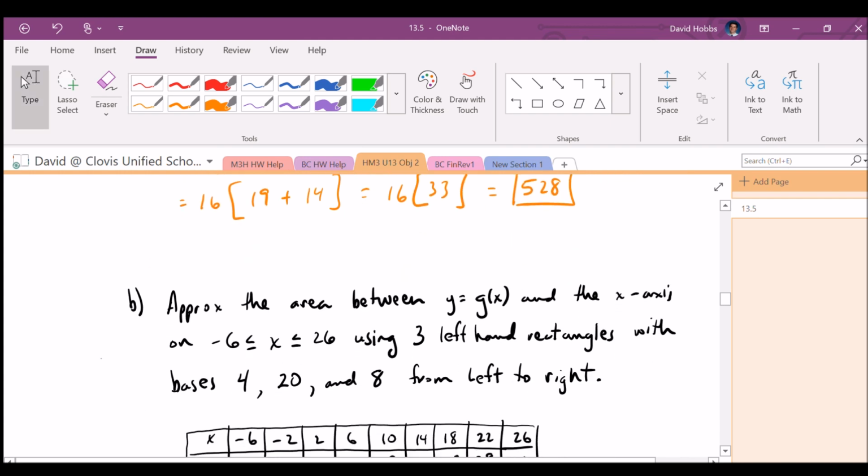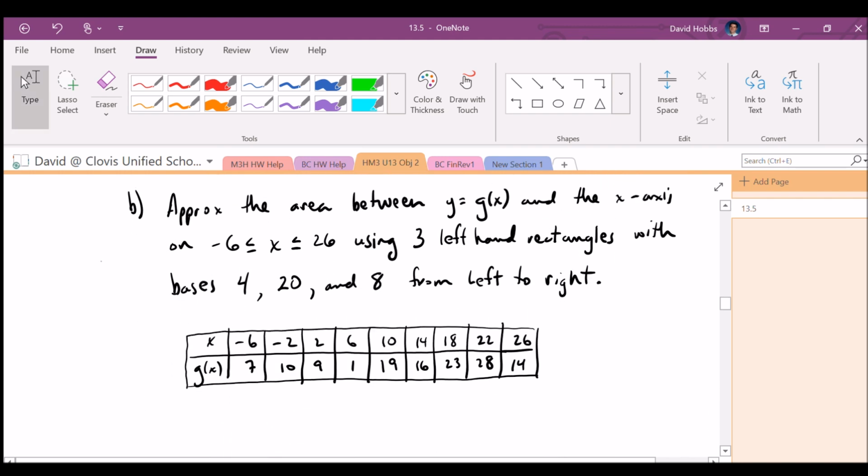Okay, so approximate the area between y equals g of x and the x-axis on the closed interval from -6 to 26, so it covers all the x values in my table of values, using three left-hand rectangles with bases of 4, 20, and 8 from left to right. Okay, well, my bases are not the same, so we're not going to worry about that GCF thing.